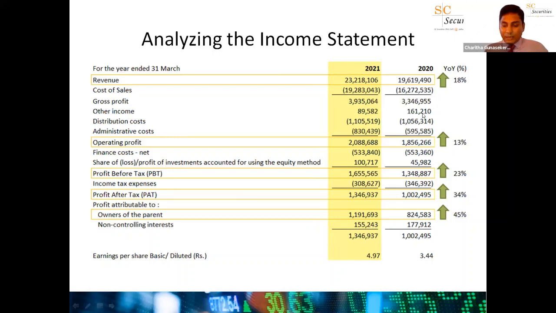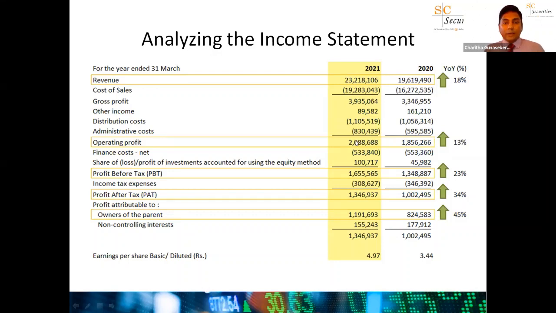So for this company, if you look at it, in 2020, the gross profit margin had been 17.1%. That is, if you divide this 3.3 billion by 19.6 billion, you will get the answer as 17.1%. In 2021, it has come down marginally, down to 16.9%. So though there is growth in the top line, the gross profit margin has marginally come down. So it's nothing alarming, but something which you should focus on. Why this happens is that the increase in the cost of sales is faster than the increase in revenue. That's why your gross profit margin has come down.